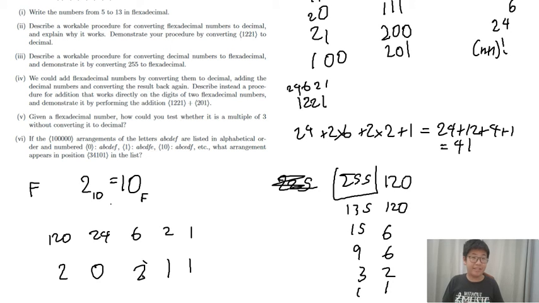We could add factorial base numbers by converting them to decimal, adding the decimal numbers and converting the result back again. This is a very unwieldy procedure. So we're gonna do them in factorial.